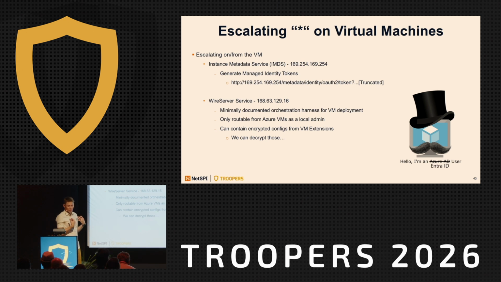One of the ones that I personally like is the wire server service. It's kind of an orchestration harness for VM deployment. It's a publicly available IP that's only available through Microsoft services, and you also have to be a local admin in order to query it. There's a whole encryption and decryption process of how the wire server service gets things like VM extension data onto the virtual machine. We've got a blog about it on the NetSPI website, but it's a fun process because if you decrypt those VM extension configs, there can be interesting things, even more than what we can see as a reader.